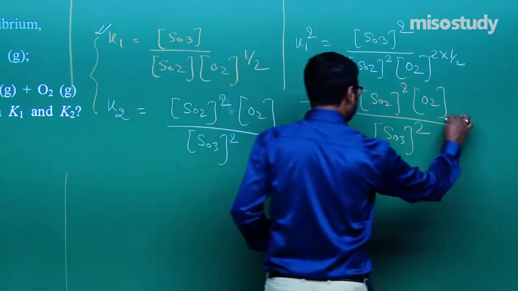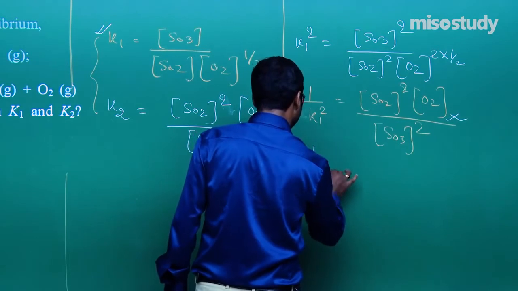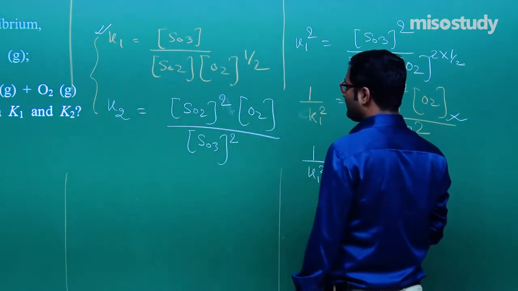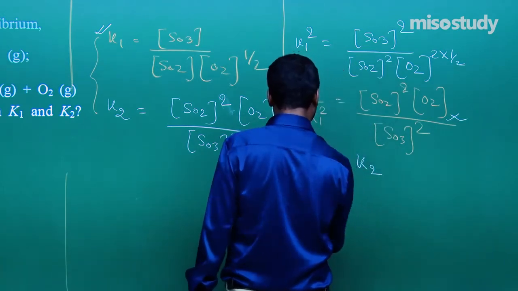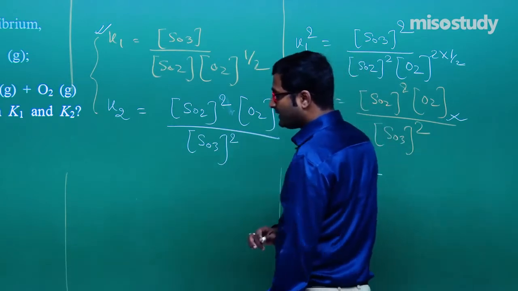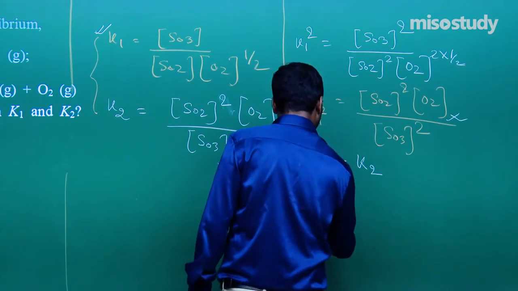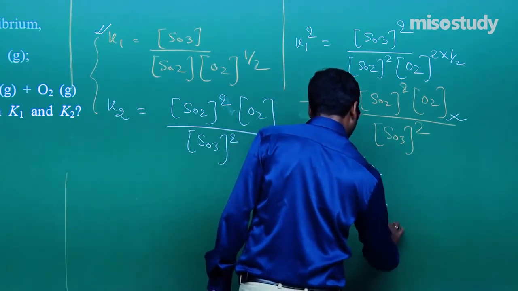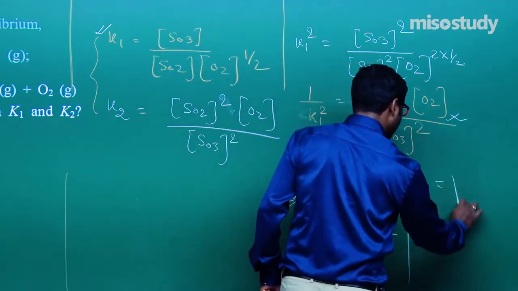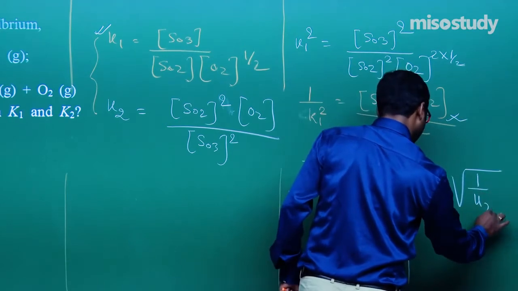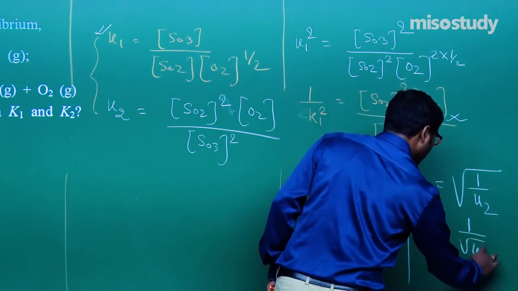Now check this expression with this expression, that is 1 upon K1 square is equal to K2. Clear? Or the relation you can write like this, K1 square is equal to 1 upon K2. You can write like this, or K1 is equal to root under 1 upon K2, or K1 is equal to 1 upon root K2.